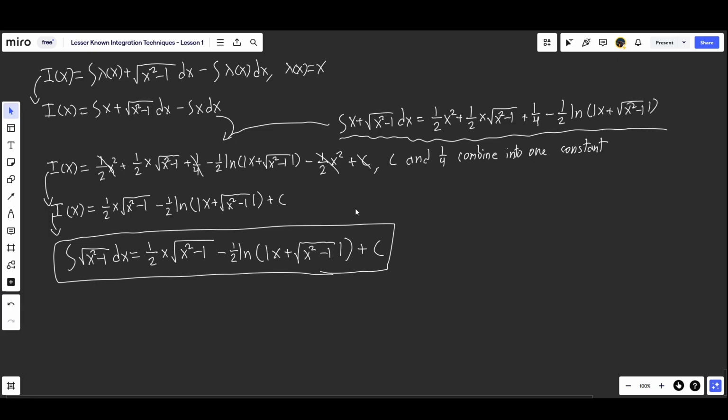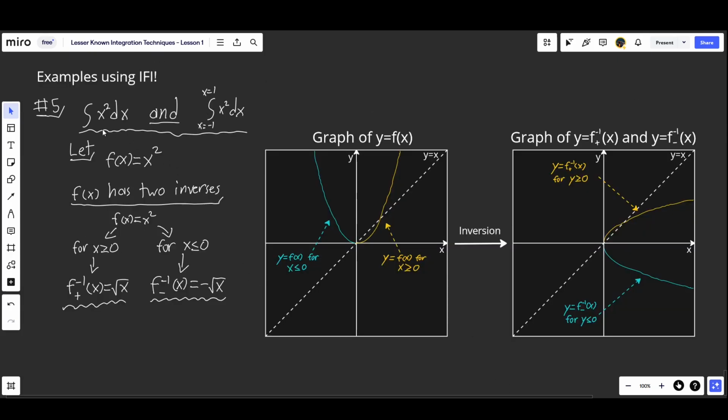Now that we've done this, I'm going to go into one more example. This example is going to be what we should do if we want to find the definite integral of a function using inverse function integration that has multiple inverses. To show this, I'm going to choose a simple function to integrate, namely x squared. I'm going to let f of x be equal to x squared, and we can see that f of x will have two inverses.